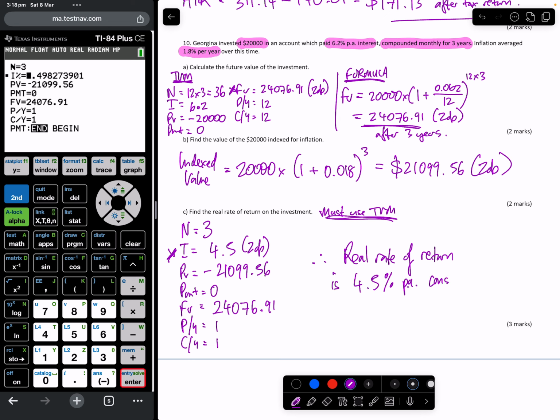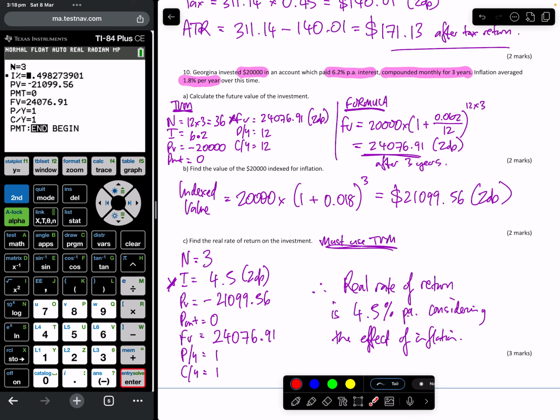If we were ignoring the fact, if we just said it grew from $20,000 to $24,000, it would grow annually by a higher percentage than this. But we're being smart and we're saying, well, something worth 20 grand would be worth $21,099.56 in that time anyway. So actually your money grew from that to that, so it didn't grow by as much. And that growth per year is 4.5% per annum, which considers the effect of inflation.